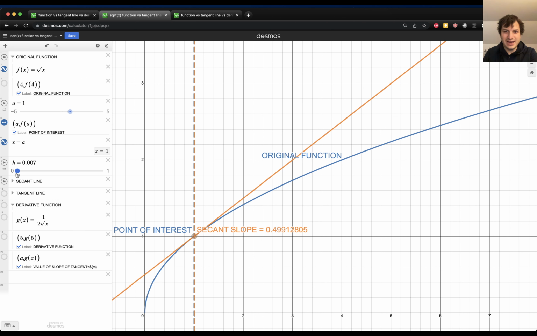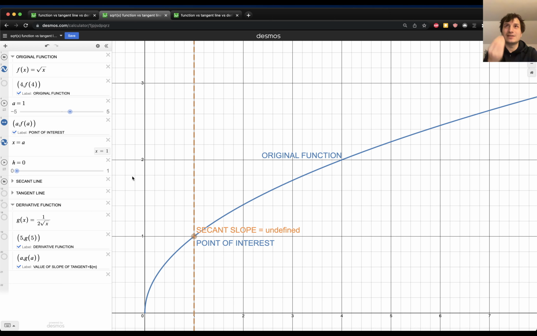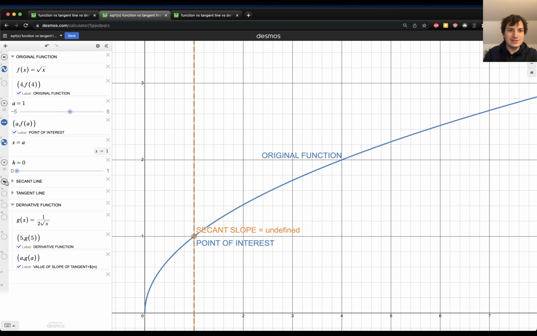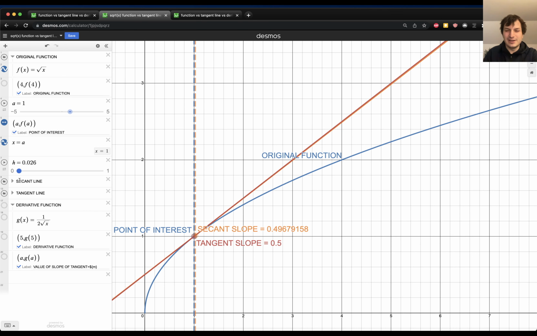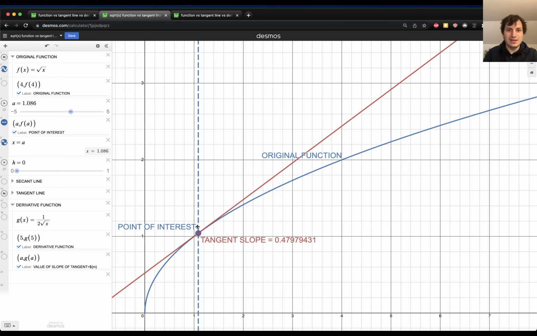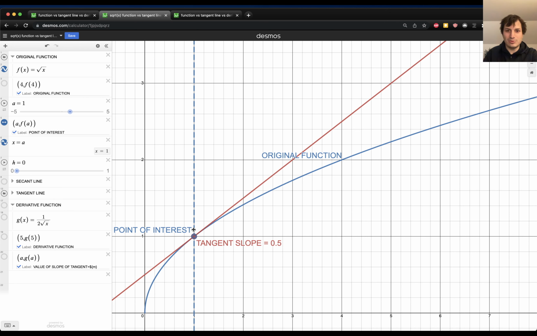0.496, 0.498, 0.499, undefined. So just like before, the slope of the secant line itself is undefined at h equals 0, but we can figure out what it's getting close to by simplifying with algebra. And in this case, it's going to get close to a tangent line, which has slope 1/2 at 1. Once we've done that, so that'll be step 1, we can move around the tangent line and see how that changes as we change the point of interest. But let's do step 1 first.